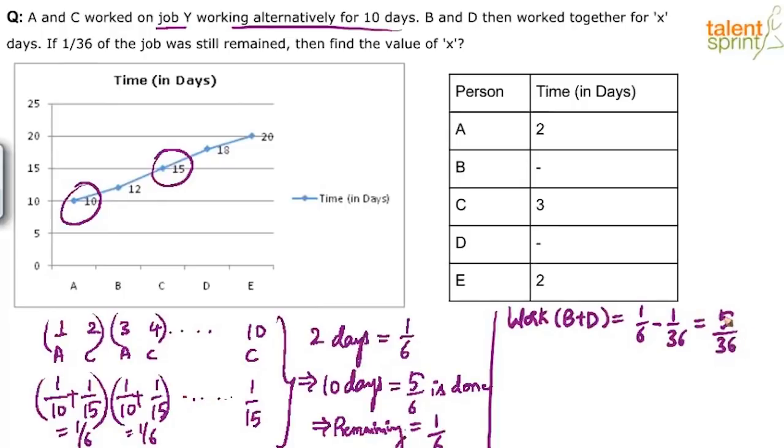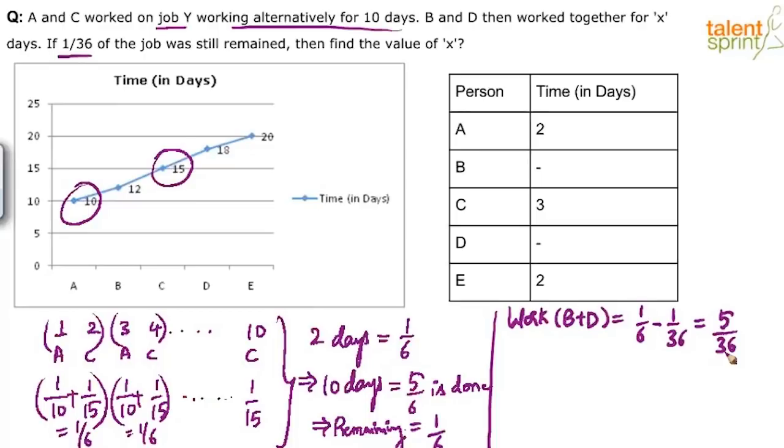You're able to follow. After A and C left, 1/6 of the work was remaining. B and D came after that. They have worked for X days, and after working for X days, still 1/36 of the job was remaining. So how much of the work has been done by B and D out of 1/6? Out of 1/6, they have done 1/6 minus 1/36. So 5/36 has been done by B and D. And they have done this 5/36 of the work in how many days? In X days. You're able to follow. 5/36 of the work has been done in X days. So what is the value of X is the question.